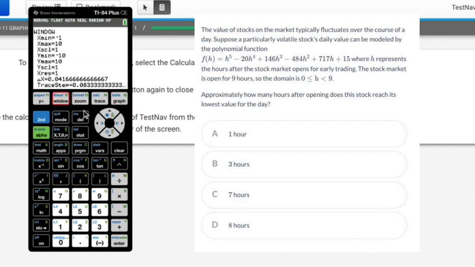So let me set my window. I have a couple 700s. I was hoping that if I look at my answers, it would give me a good idea as to what numbers are super big. Why don't I hit zoom out and just keep hitting zoom out until I see things bottom out, and that's what I want to see. I want to see it bottom out because the question asks it to reach its lowest value of the day. So I need to see the bottoming out.